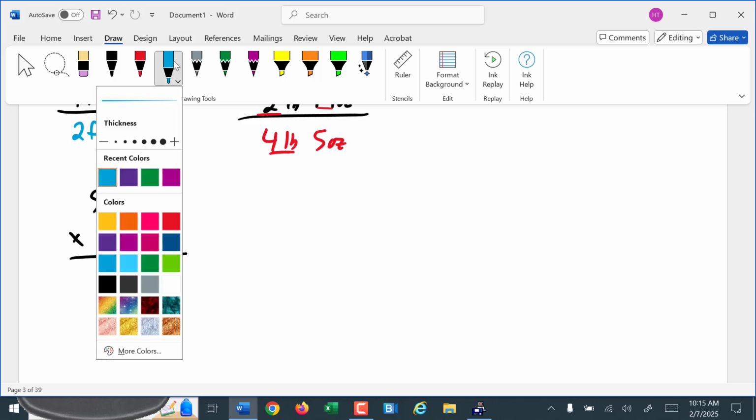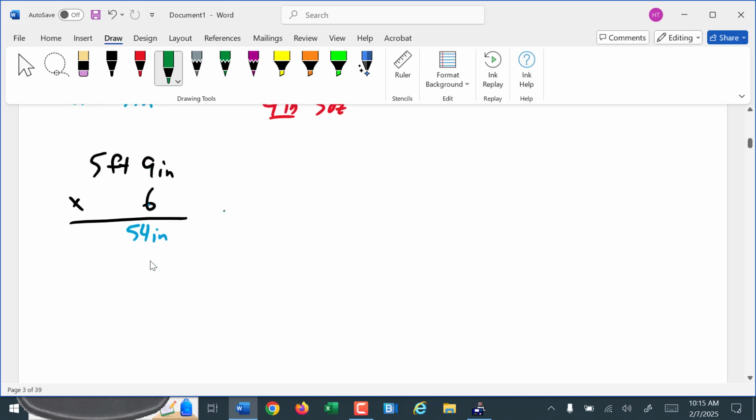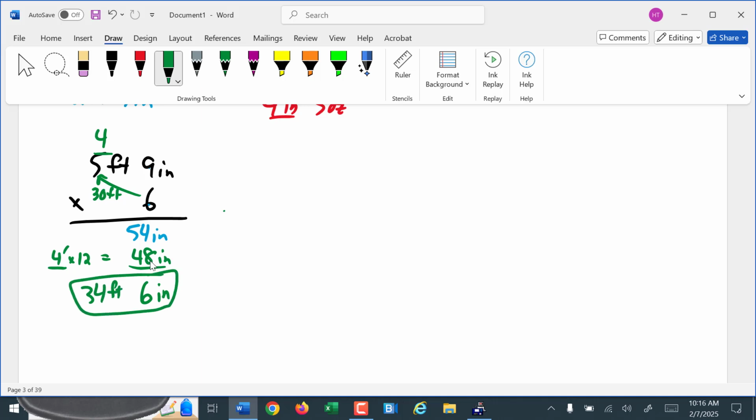Now we have to figure out how many feet we can get out of that. 4 feet. 4 times 12 is 48 inches. So how many inches are left? 6. And then we carry the 4 feet. 6 times 5 is 30, plus the 4 we carried is 34 feet. So we need a total length of 34 feet, 6 inches.